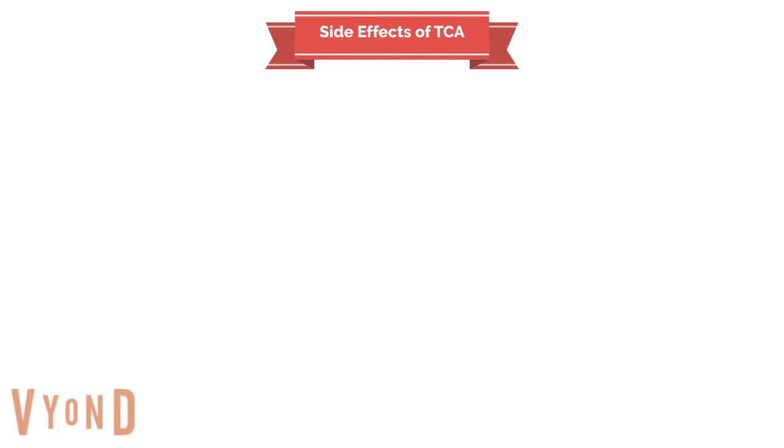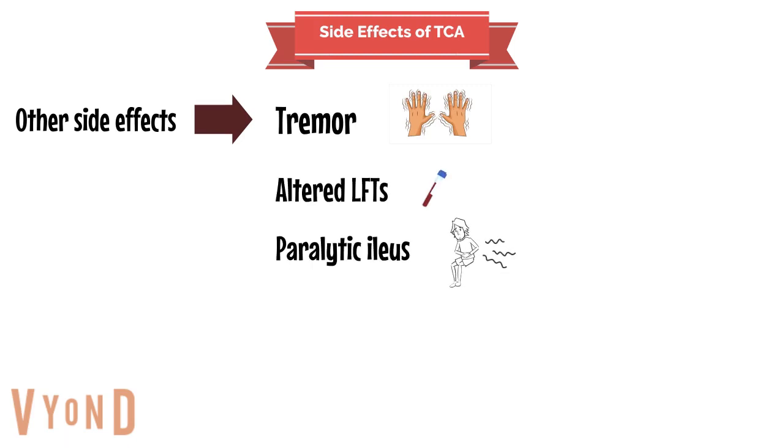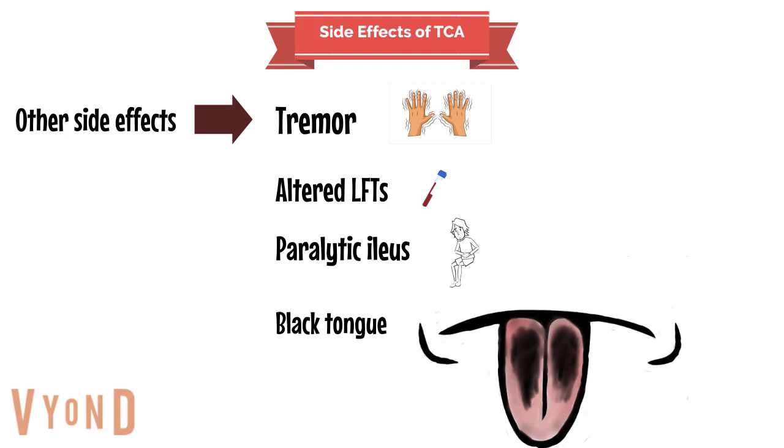In addition to the above side effects, TCA can also have additional adverse effects such as tremor, altered LFTs, paralytic ileus, and black tongue, which is a black and hairy appearance. The appearance may be alarming, but it is a harmless condition.